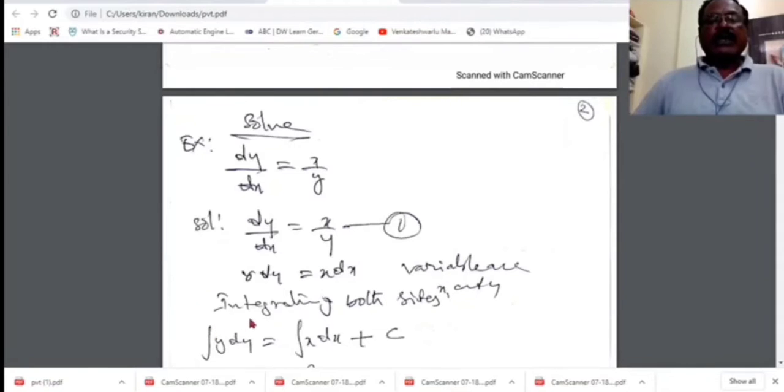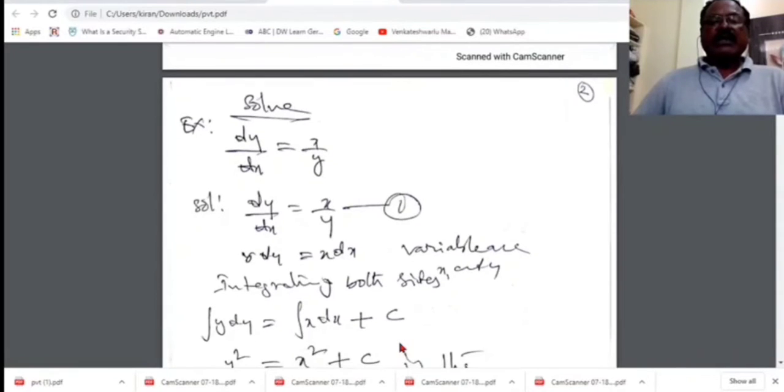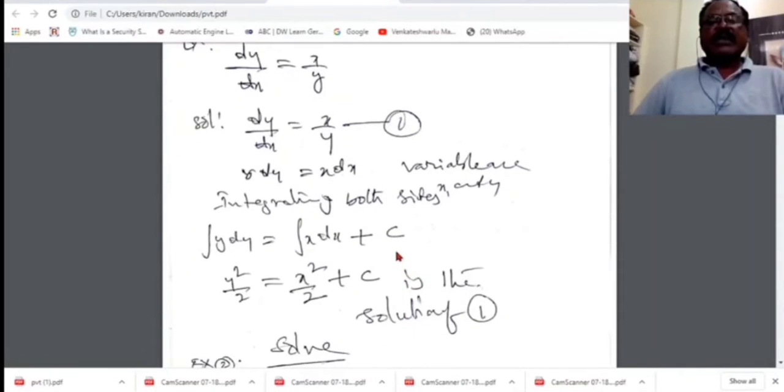Now, integrating both sides, integration of y dy is equal to integration of x dx plus c, where c is the integration constant. Now, integration of y with respect to y is y squared by 2, equal to integration of x dx, which is x squared by 2 plus c. This is the solution of the required equation.